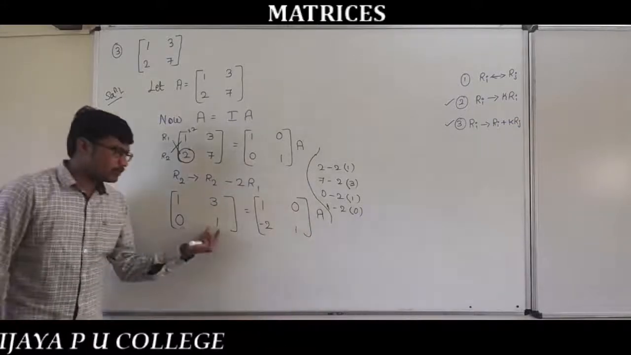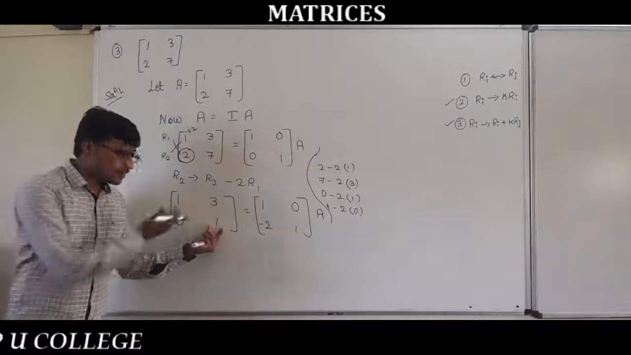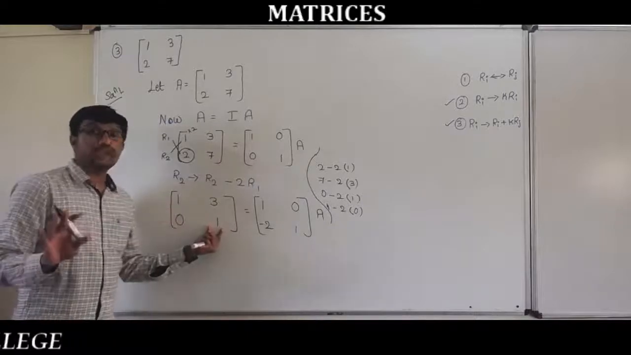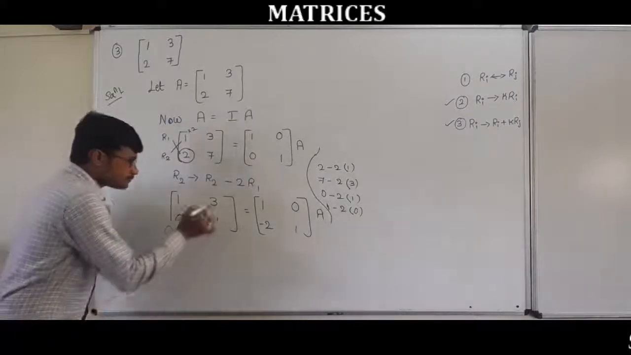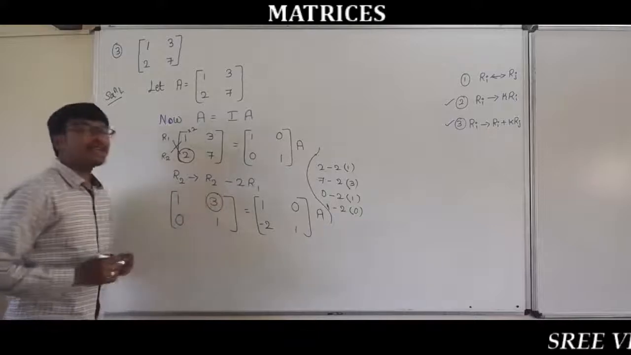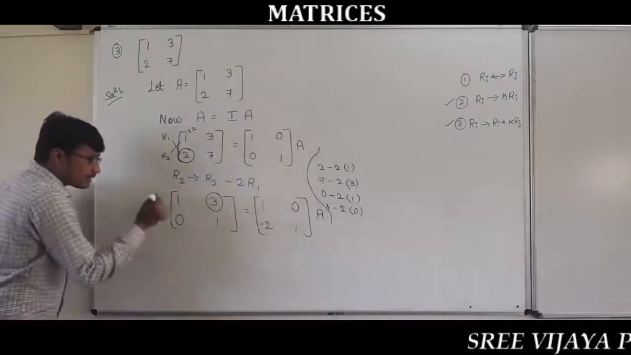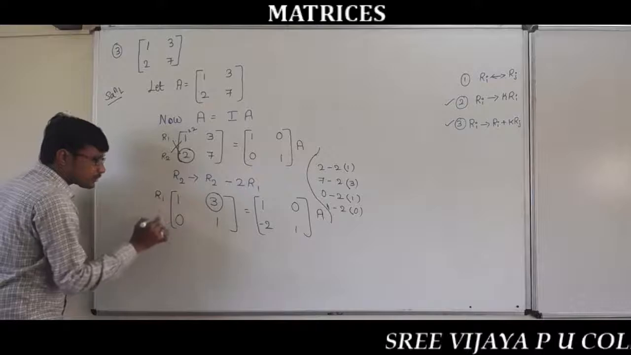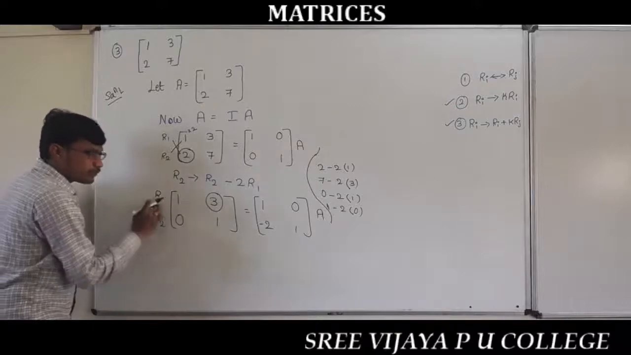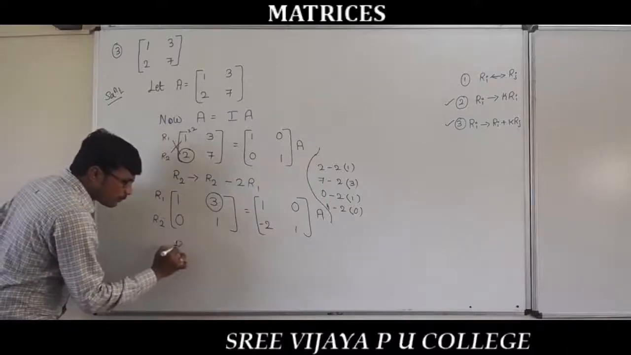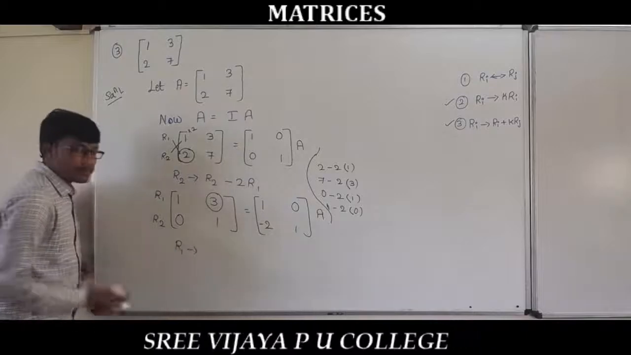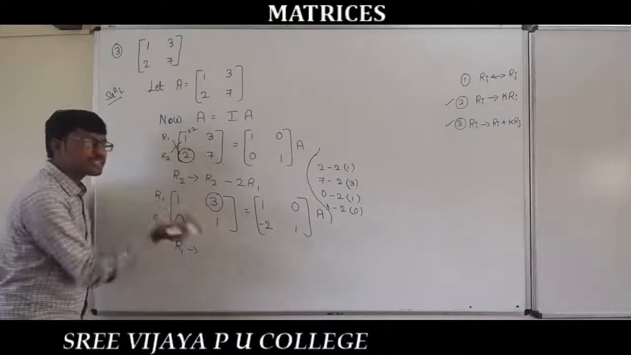Now, to make this entry 1, it is already 1 only, so there is no need to change here. Now, to make this 3 zero, which row is it in? It is in the first row, so obviously R1 will change. To make it zero, you should subtract.